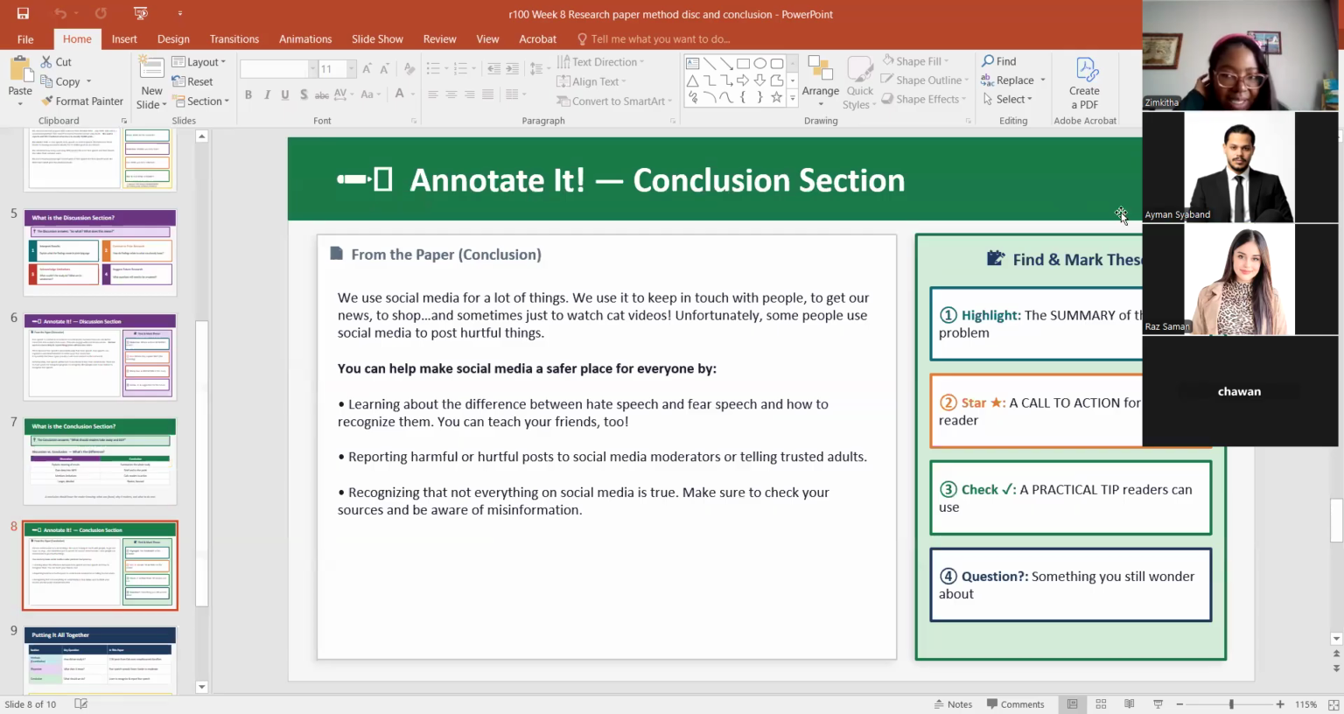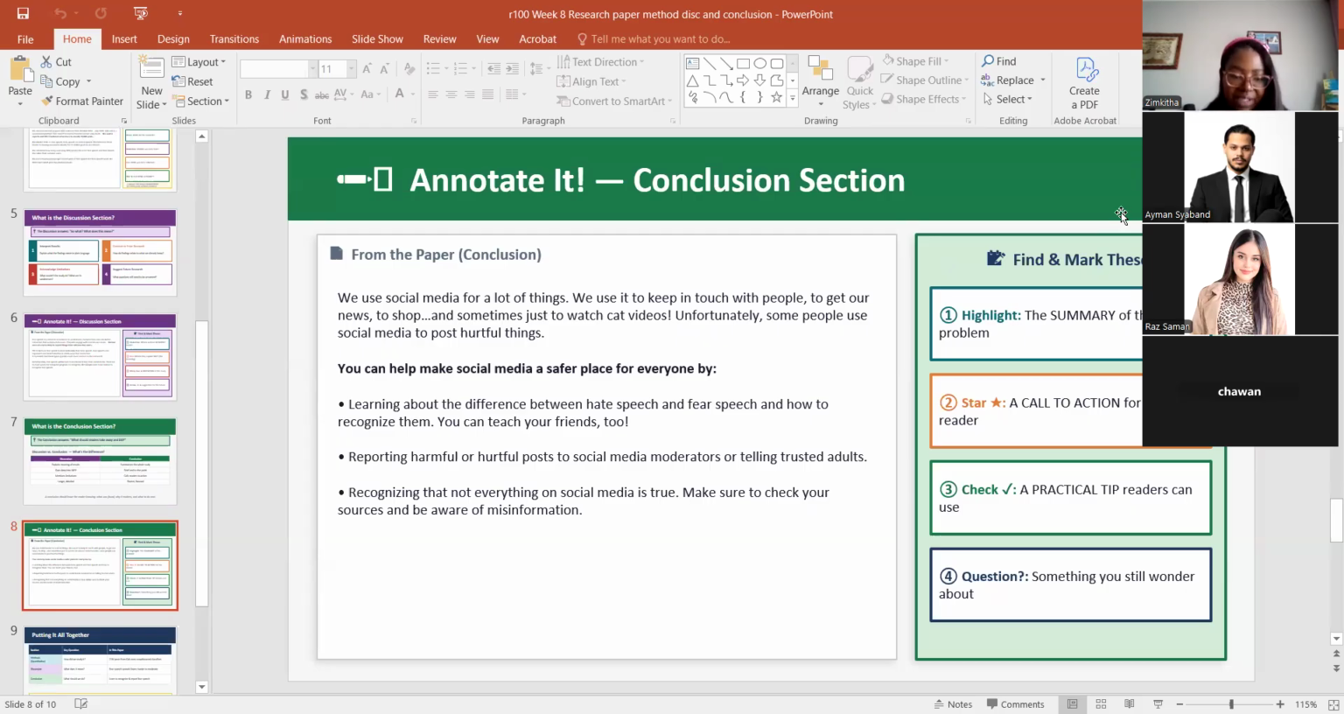Okay. Can you guys see my screen? Yes, I see it, but small. Oh, okay. Are you guys doing it from your phones? Okay. There is an example paragraph of the conclusion. Do you see it on the screen? Perfect.